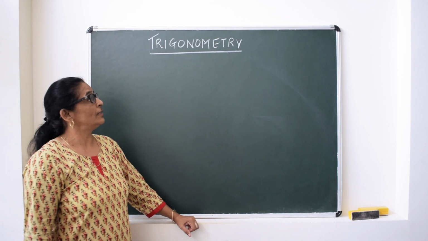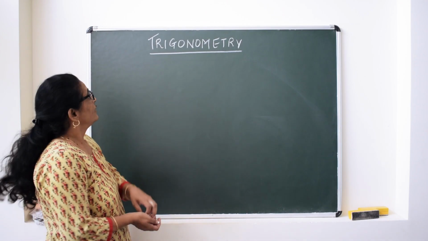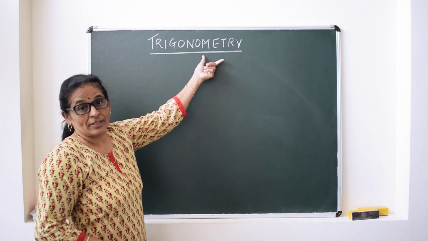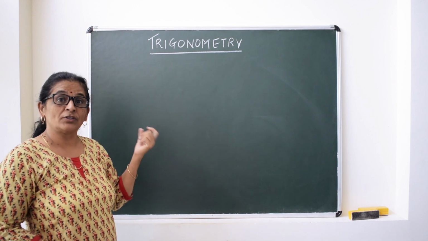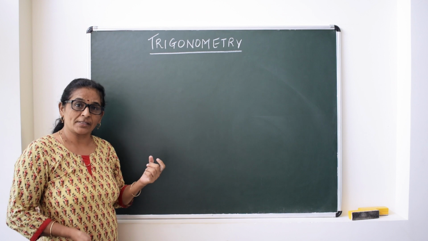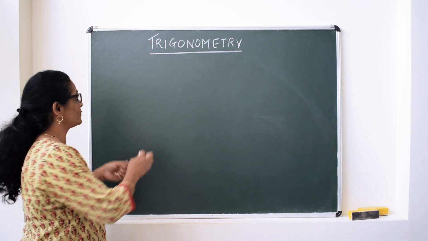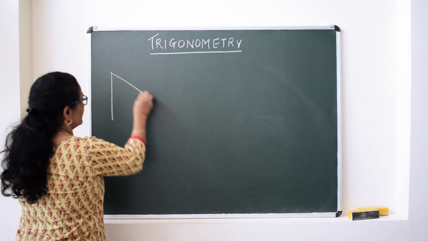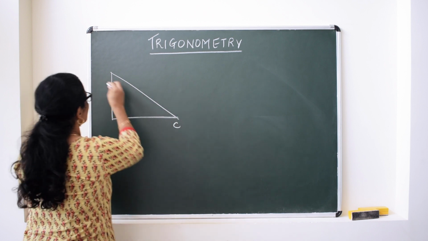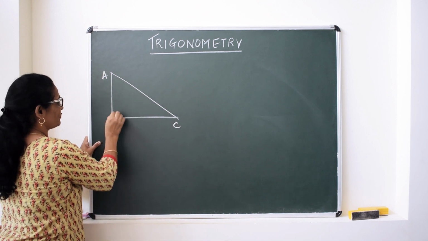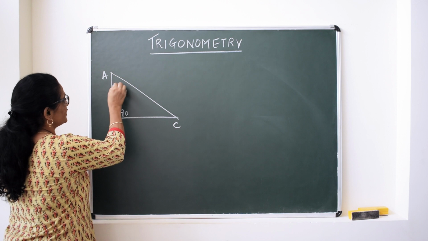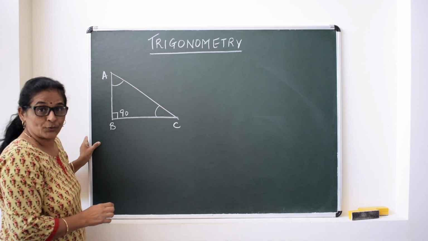In this lecture, we will learn about trigonometry. Trigonometry means the geometry about the triangles. And here we will discuss right angle triangles. So in a right angle triangle, one angle is of 90 degrees and the other two angles will be acute.